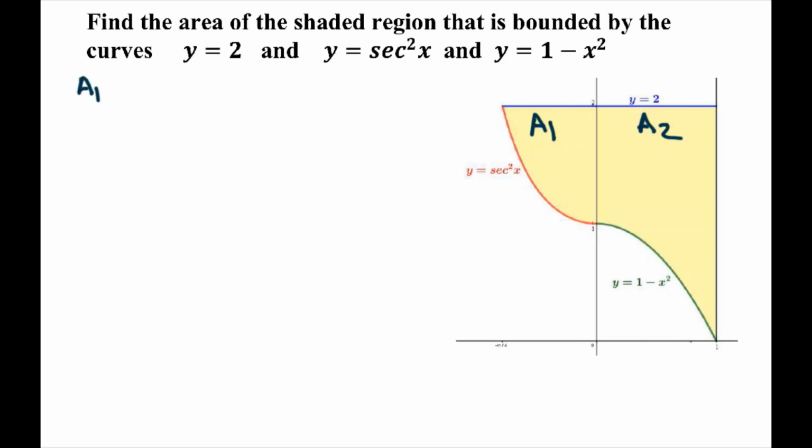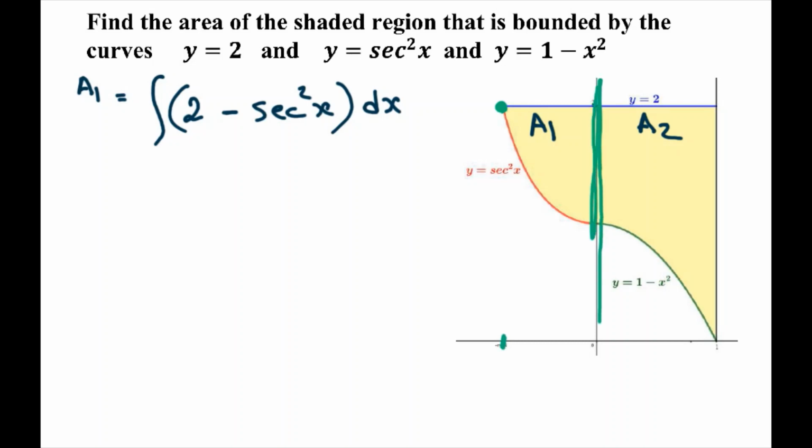So A1 is going to be equal the integration. Now, can you go horizontally? No, you can't, because we're looking at the area in between this and this. So what we're going to do, we'll go vertically. That means we are going to integrate for dx. Since this function is above this one, this is going to go first. So I'm going to say 2 minus secant squared x dx. And the integration is going to be from this point here, which is negative pi over 4, all the way to this line here, which is 0.